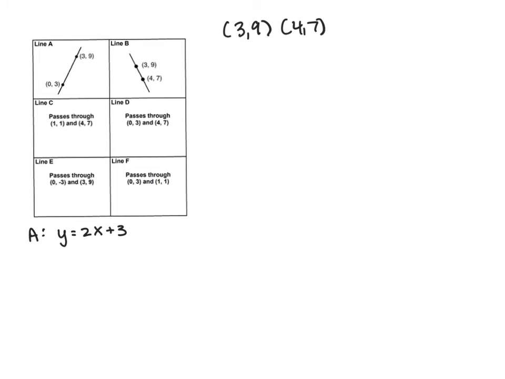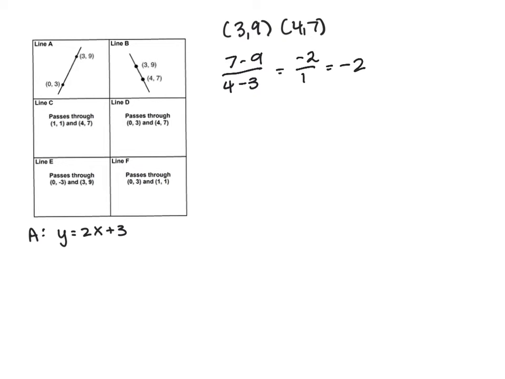Let's find the equation for B. This time the points are 3, 9, and 4, 7. Again, first thing we have to do is find the slope. Regardless of which strategy you're using, we need to find the slope first. Remember, it's y2 minus y1 over x2 minus x1. 7 minus 9 is negative 2, and 4 minus 3 is 1, which means our slope is negative 2.